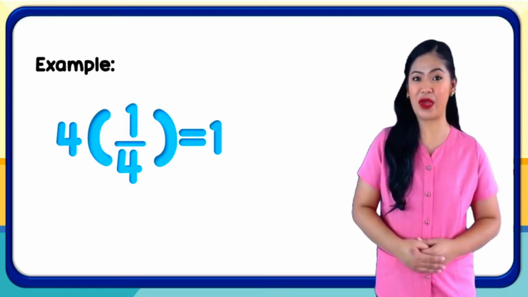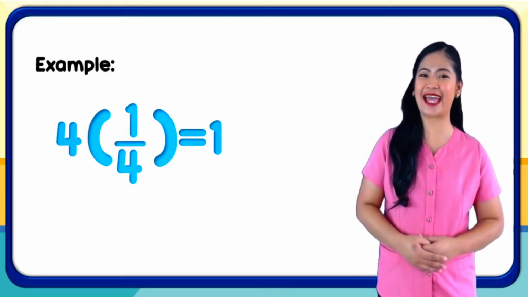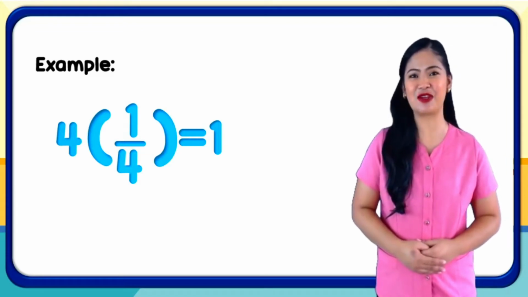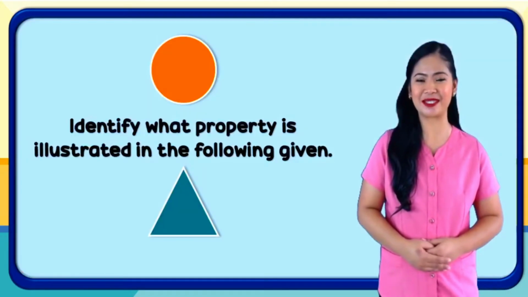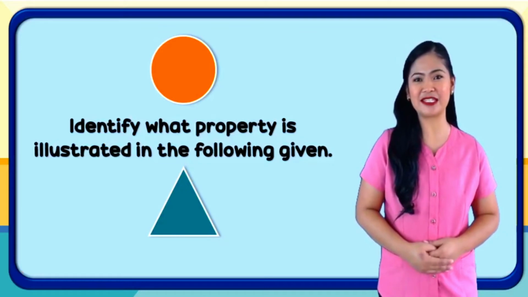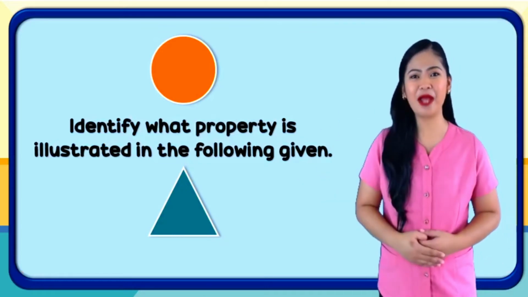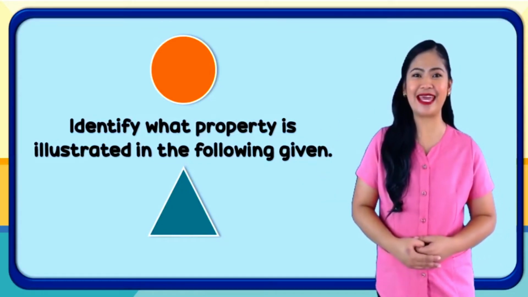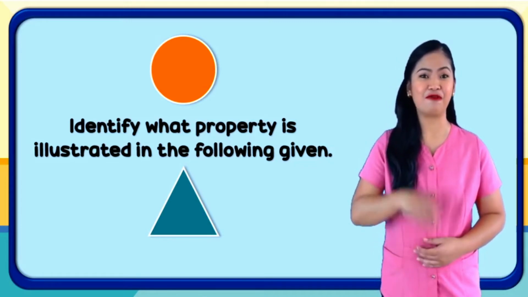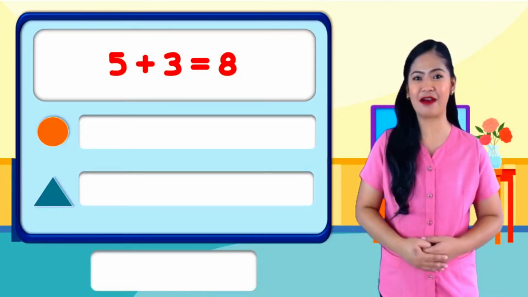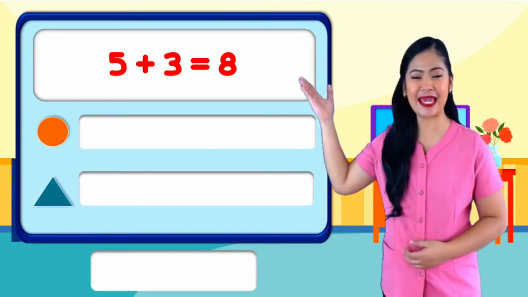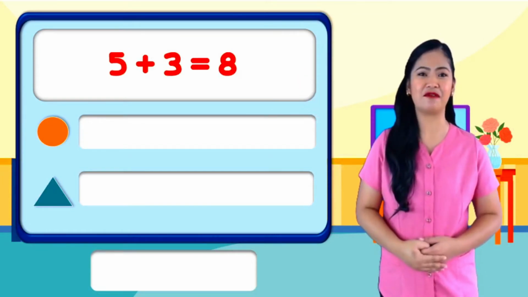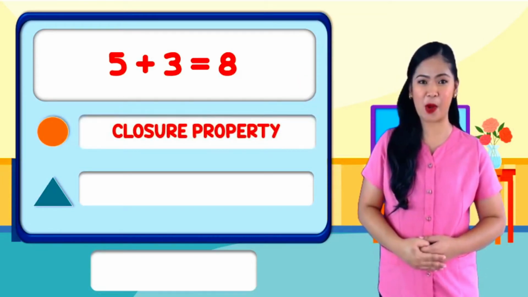Let us have a quick check on how much you understand this lesson by answering the following practice questions. All you have to do is to identify what property is illustrated in the following given. For the first one, we have 5 plus 3 equals 8. For circle, it's closure property.